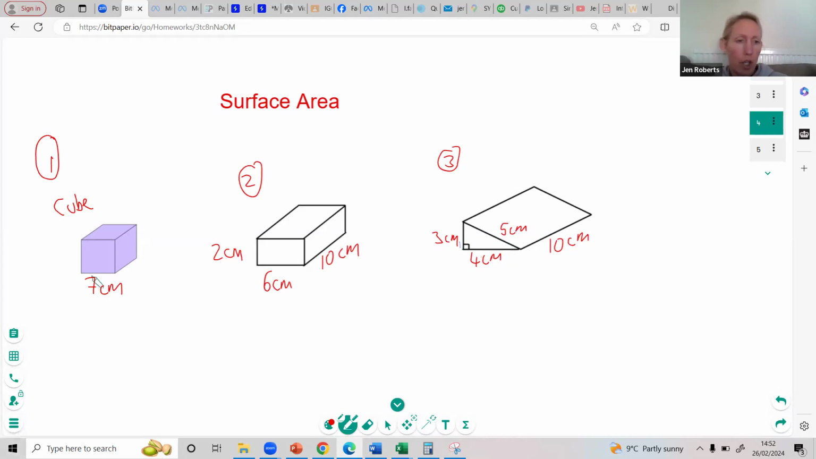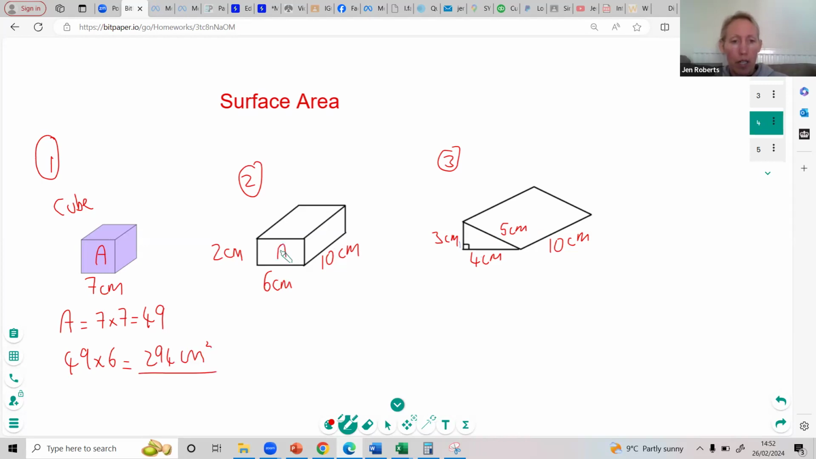Okay, we're going to start with our cube, square at the front. What's the area of this square? 7 times 7 is 49. It's got 6 faces, each have an area of 49. So our total surface area is 294 centimetres squared.